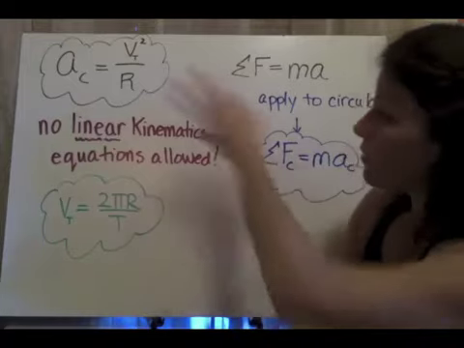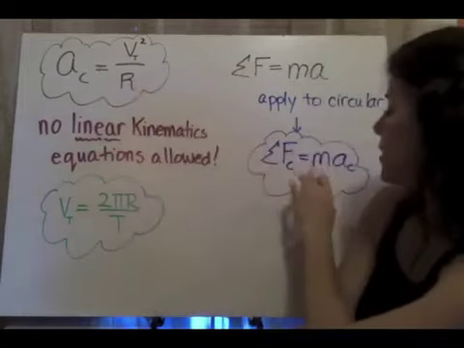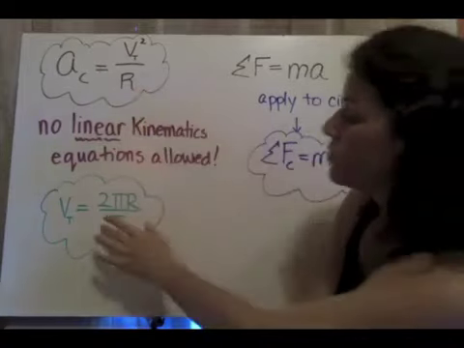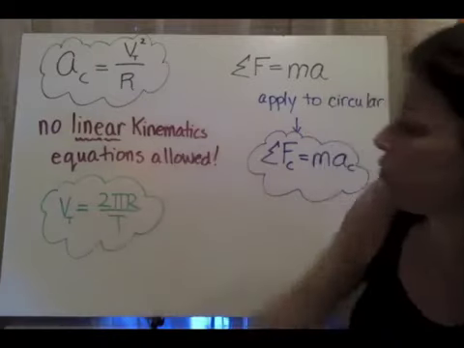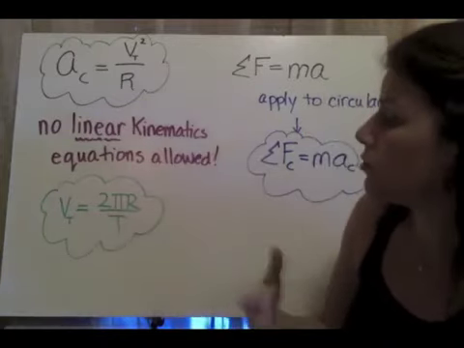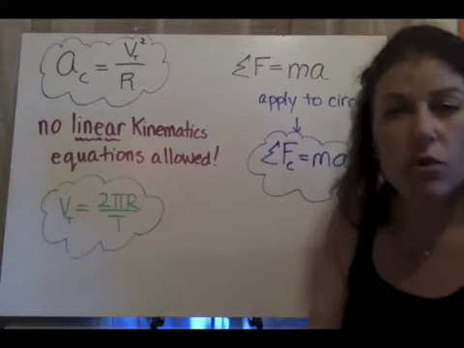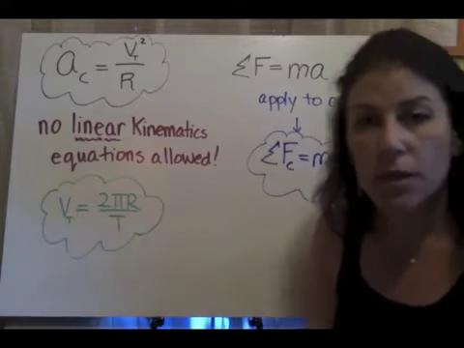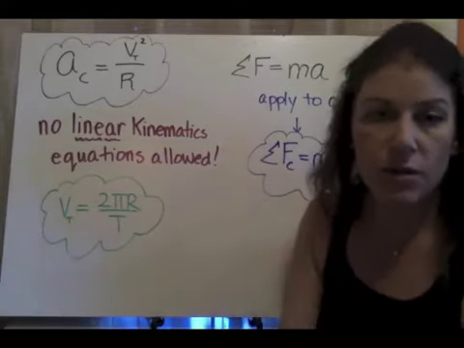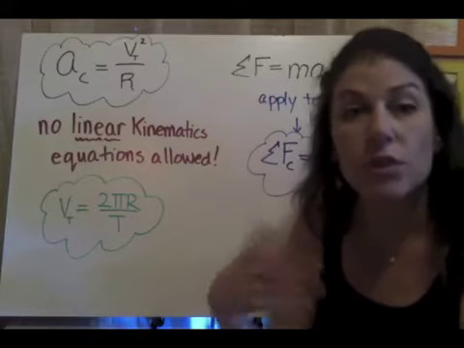We can combine all of these. You can plug this in here, and this will be mv squared over r. You could put the velocity in there, and you get 4 pi squared r over T squared. So you can combine these and derive other formulas. I tend to leave them separate. I think it just makes more sense in my head.